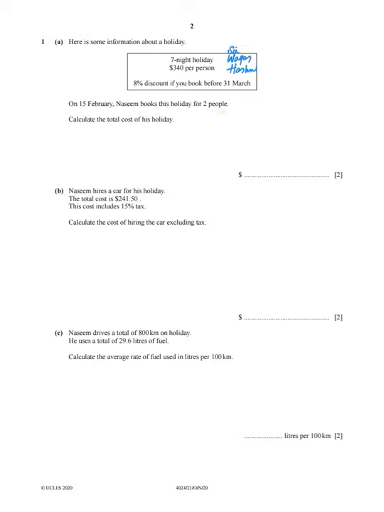Now he is booking on 15th Feb, that means before 31st March, that means he is going to avail the 8% discount. So there are 2 persons, so I will multiply 340 by 2. That will be equal to $680 for 2 persons. And now he is getting 8% discount.